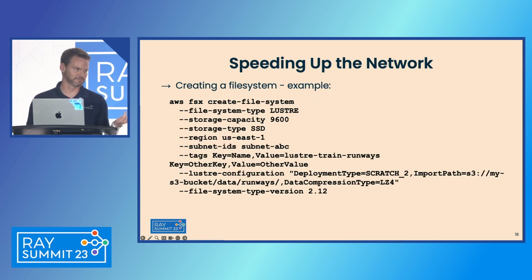This is an example of what it takes to set one up. It's really simple. This is just the AWS CLI command. You're telling it you want this Lustre file system, how much, SSD type, which subnets and region, tags. You can see there I'm mapping that particular path in the S3 bucket, and that's going to be mounted in the root file system when we mount it to the instance. So this is pretty easy.